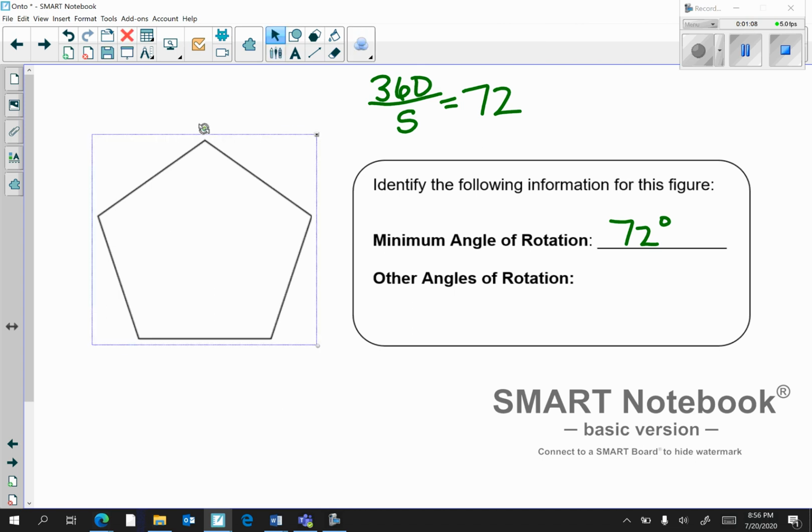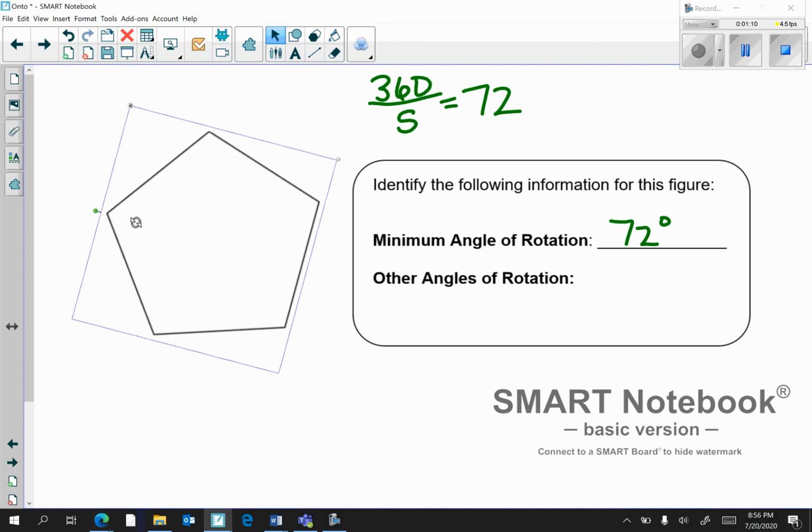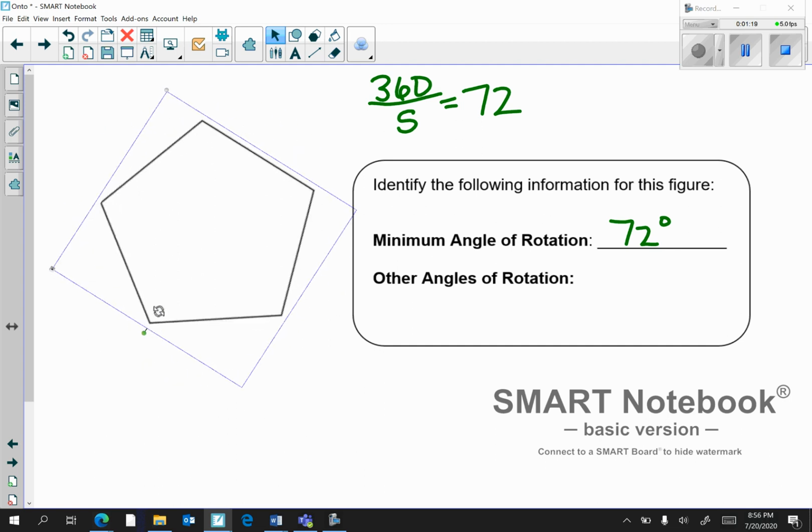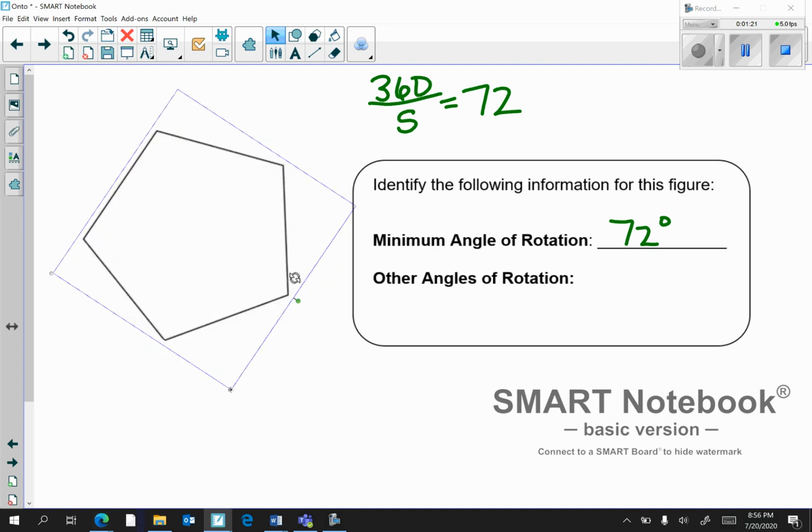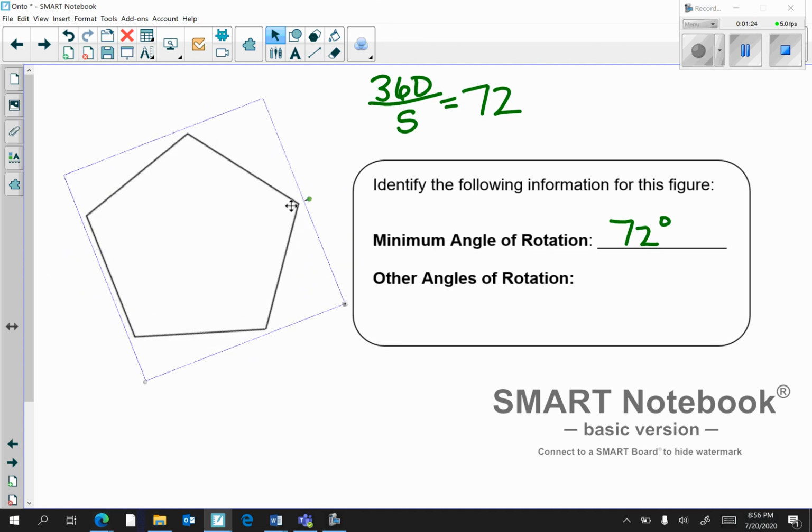So for example, if I take this and I rotate it like so, it's going to look exactly the same, 72 degrees. But if I did it again, it's going to look the same. And again, and again, and so on. So what I have to do is take this 72 degrees and add 72 to it. So I have 72, then I have 144, then I have 216, and I continue to add 72.